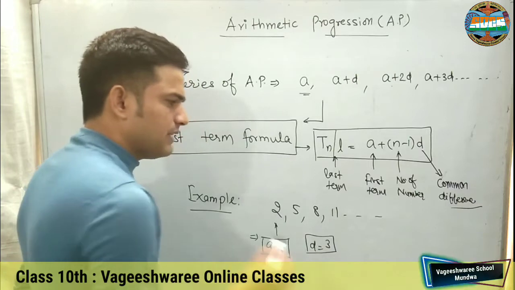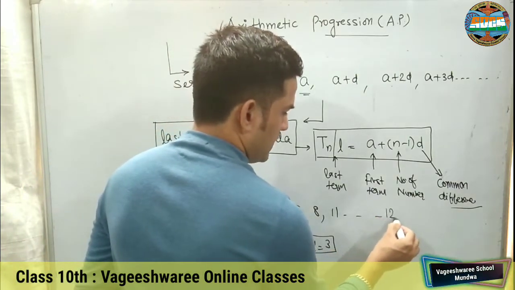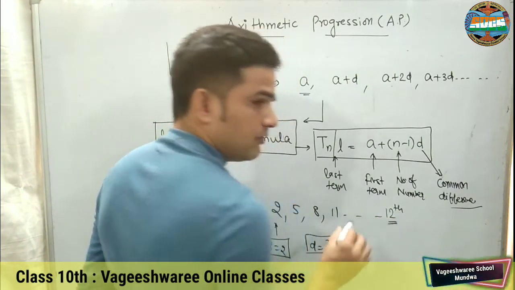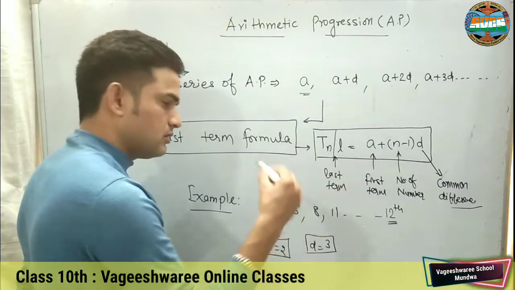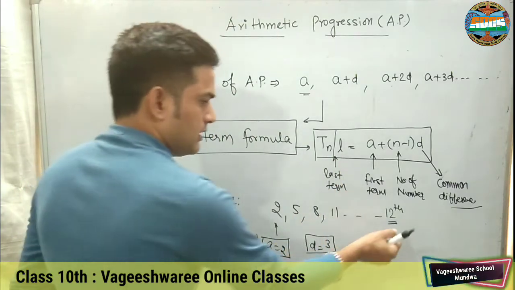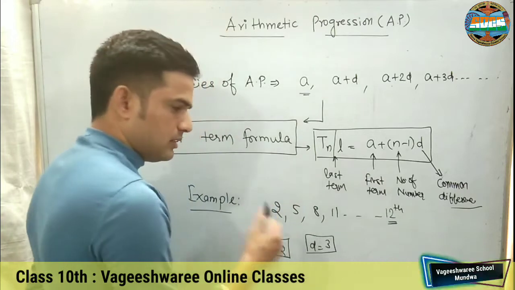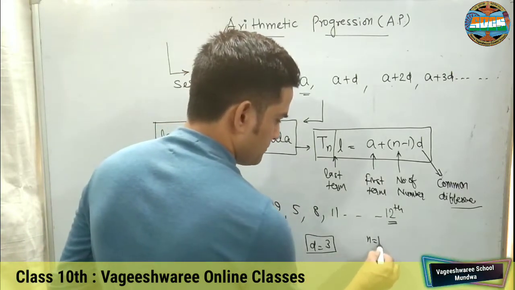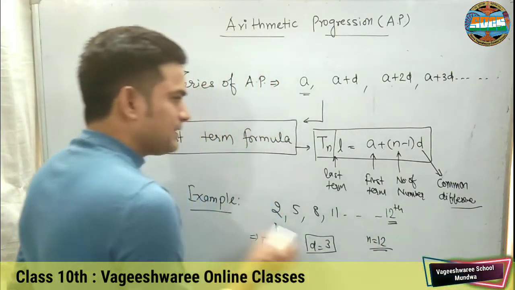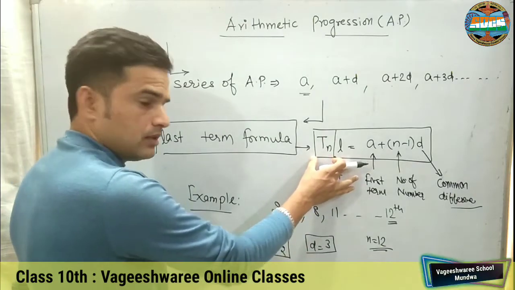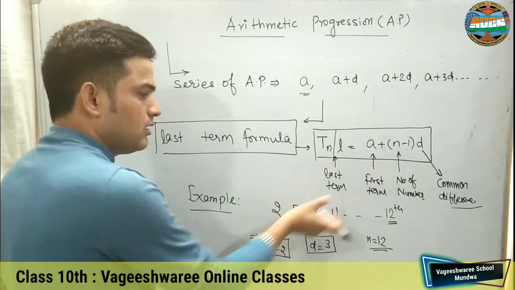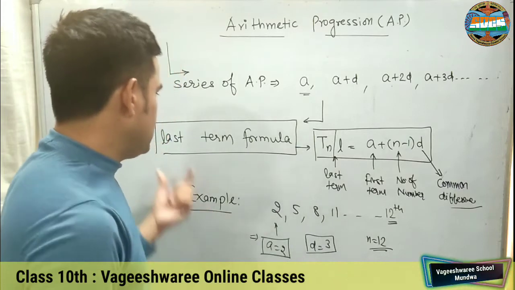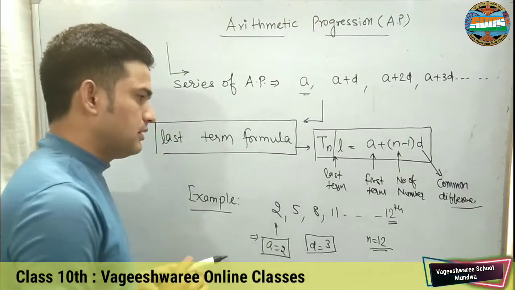Next, in a question any term may be given, like finding the 12th term or finding the 100th term, which depends on n according to the question, where n is 12. We find the last term using this formula. This formula is applied for finding the last term of this AP.